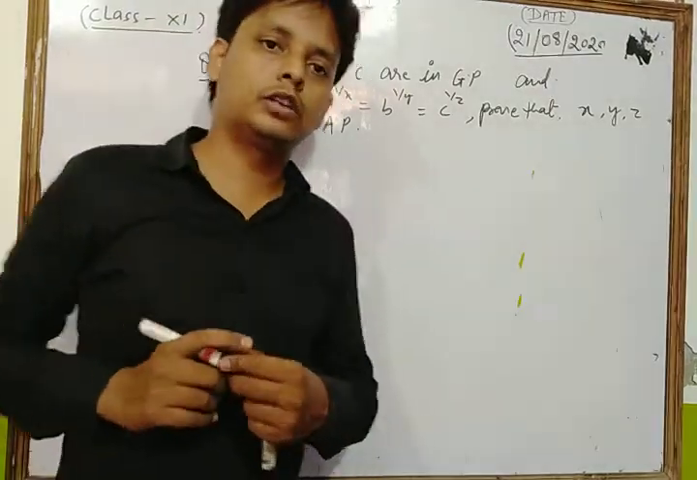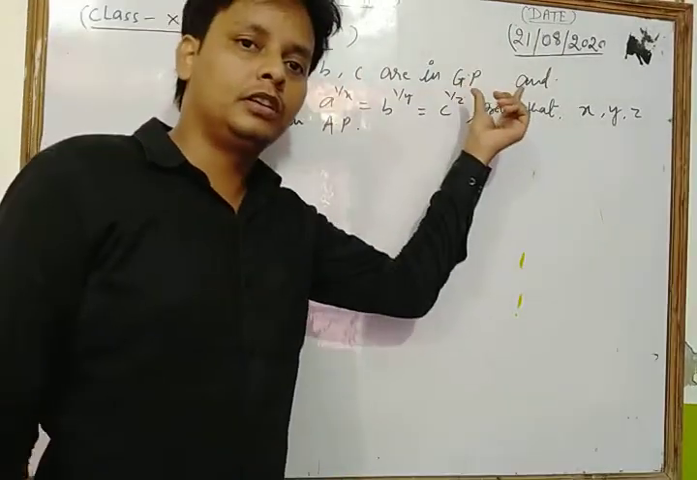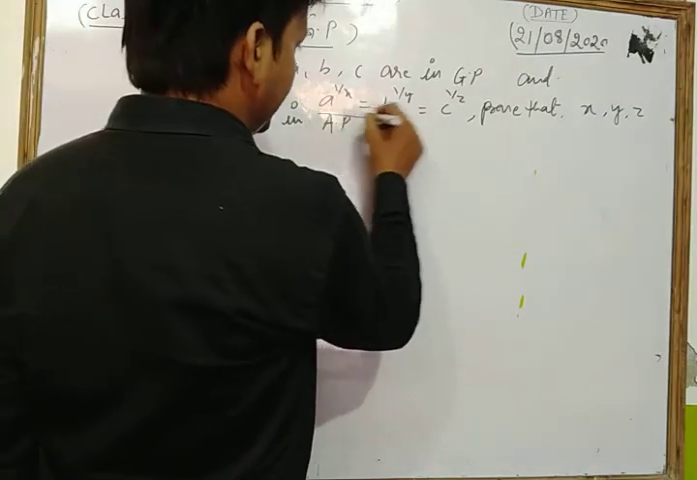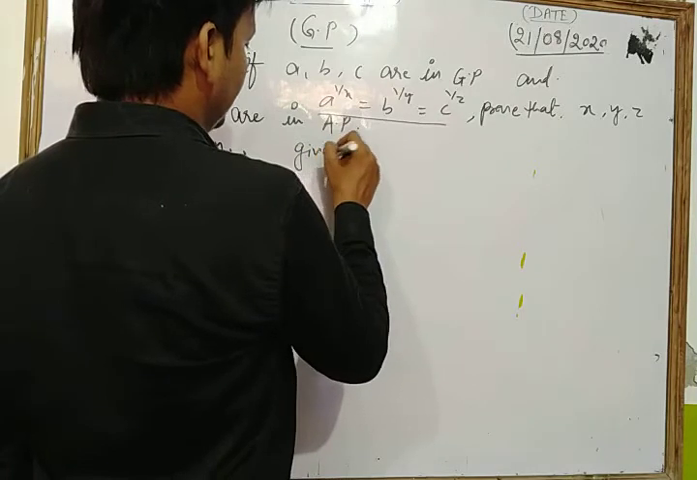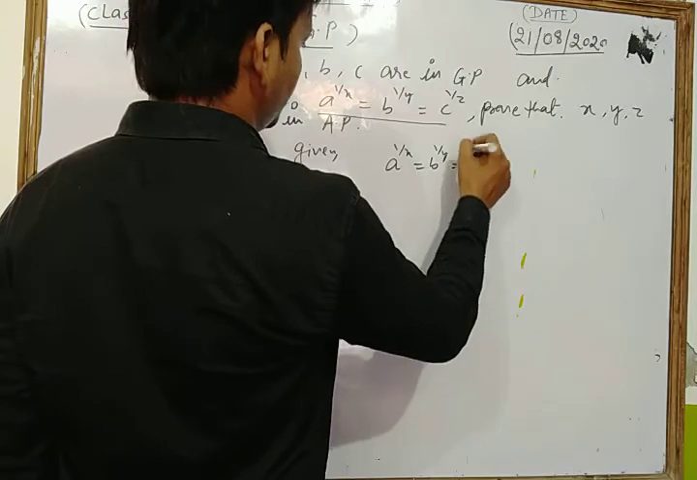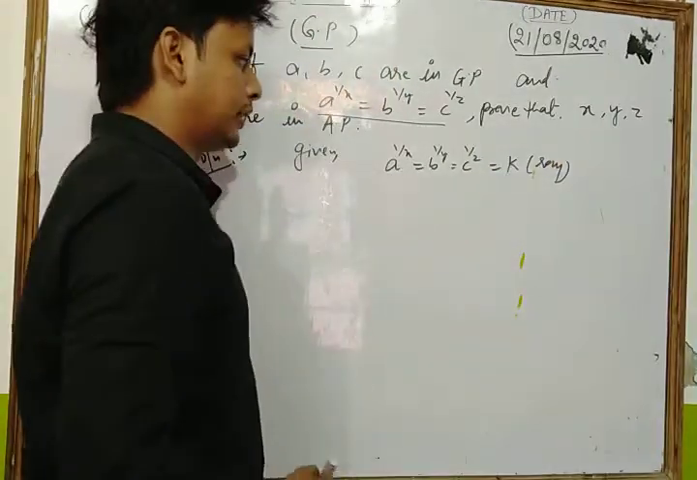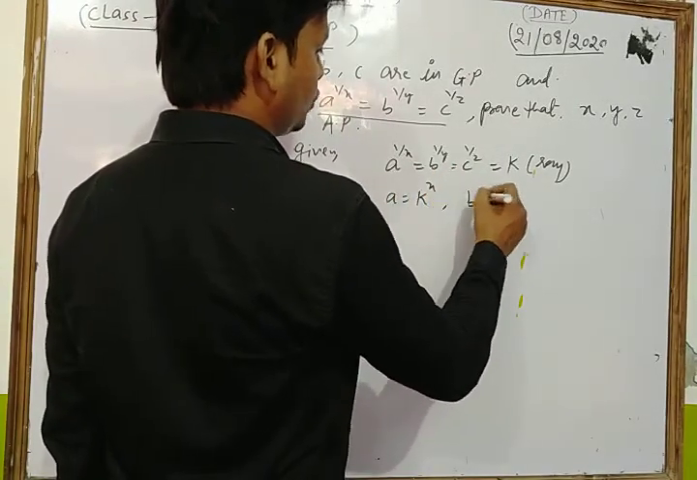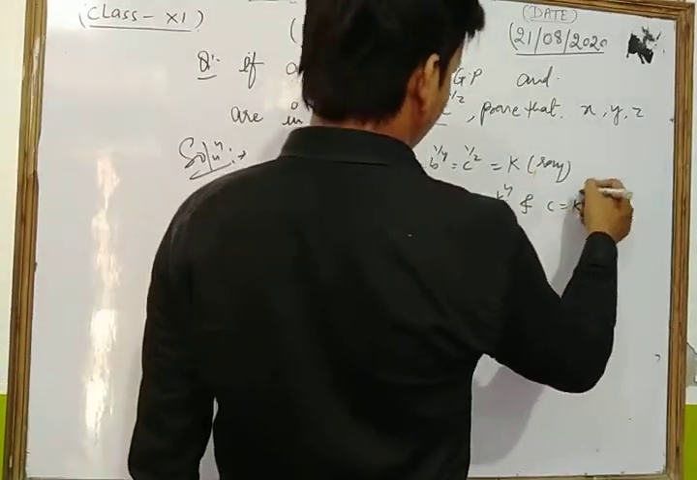Dear student, this is also an NCERT question, a very important NCERT question. A, B, C are in GP. So let's see, a relation is given. The given relation is a to the power 1 by x is equal to b to the power 1 by y is equal to c to the power 1 by z, take it equal to k. So the value of a is equal to k to the power x, the value of b is equal to k to the power y, and the value of c is equal to k to the power z.